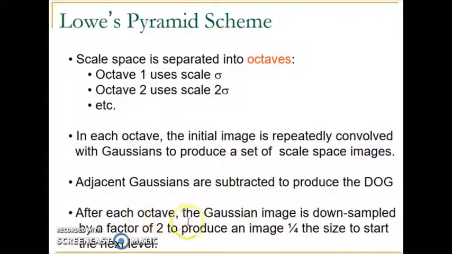After each octave, the Gaussian image is downsampled by a factor of 2 to produce an image that is of size 1/4 as compared to the previous octave, and then we repeat this procedure for the next octave and so on. This is how the pyramid scheme works.